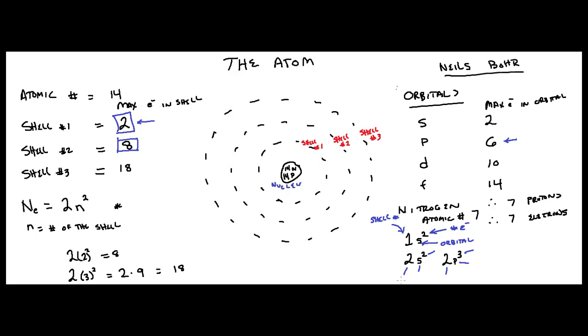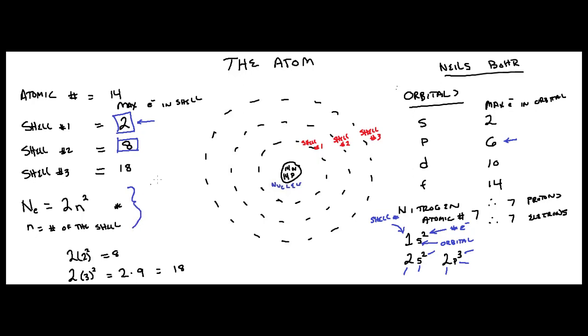All right? So remember, the takeaway here is you have shells in the atom. The shells represent energy levels of the electrons. Each shell can only hold a maximum number of electrons as defined by this equation right here.